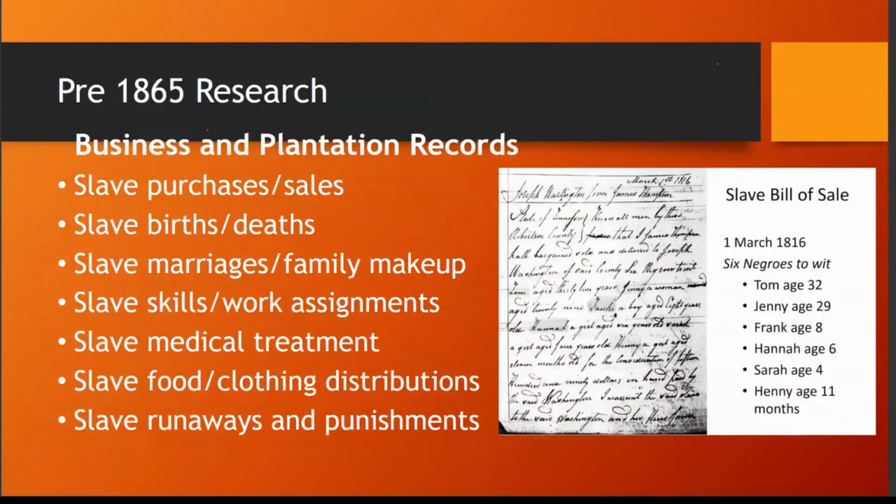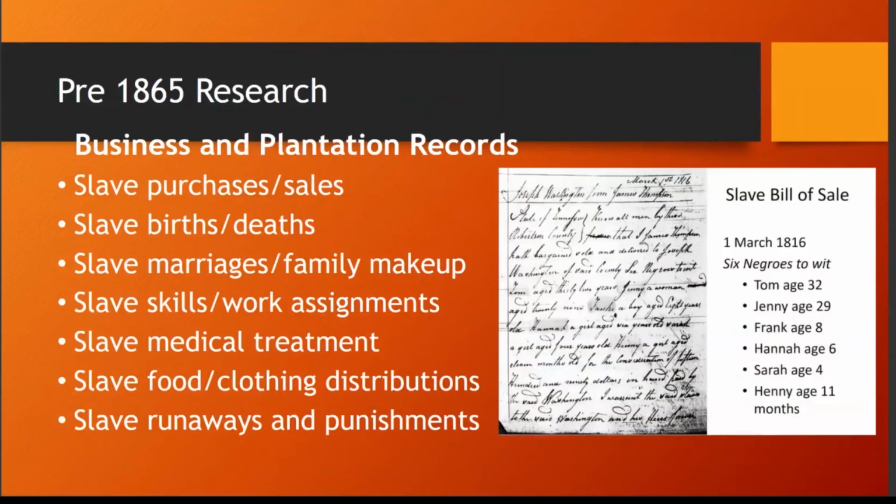Now that we've covered legal and public records, I'm going to show you some other types of records. We're going to look at business and plantation records. Those were more likely to be kept and preserved on large plantations. Most enslavers owned 10 or fewer slaves. A very small percentage owned 100 or more. Larger operations were more likely to keep good records that were preserved over time.